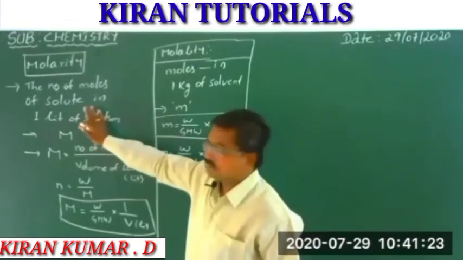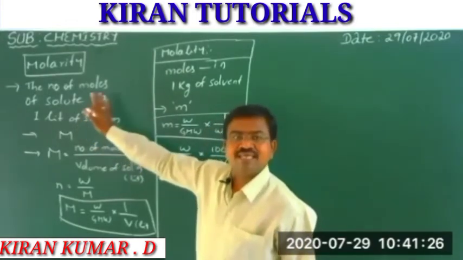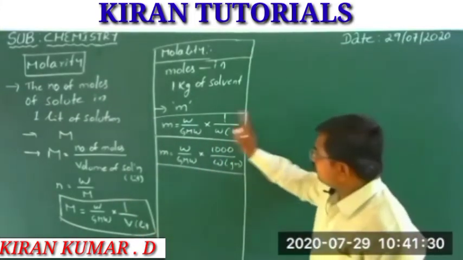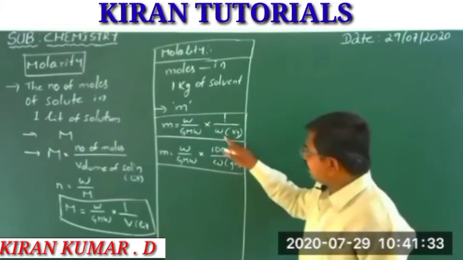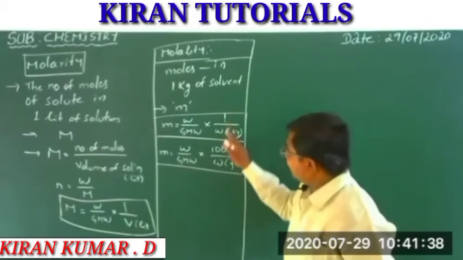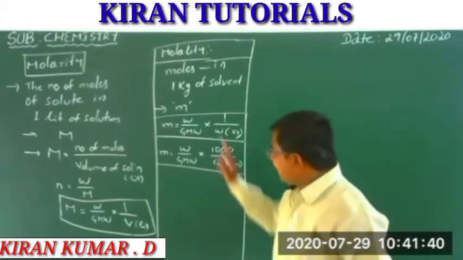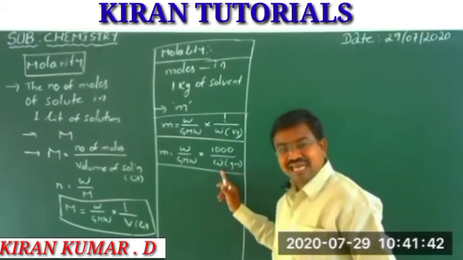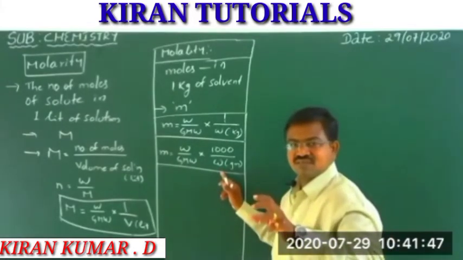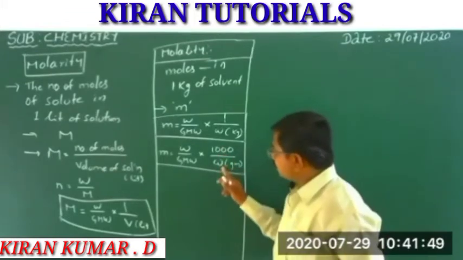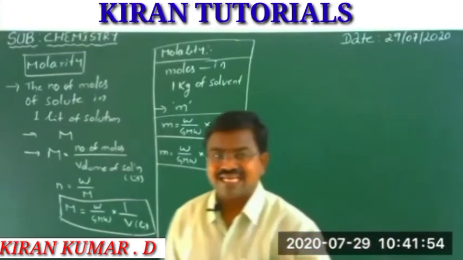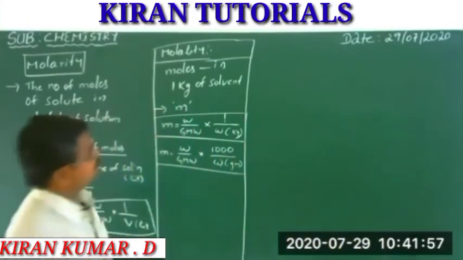That is molarity, and it is denoted by capital M. Molality is denoted by small m, and when the solvent is given in kg, it is 1 by W kg. When the question is given in grams, say 200 grams of solvent, then 1000 by W in grams. So that is the formula of molality. Clear?